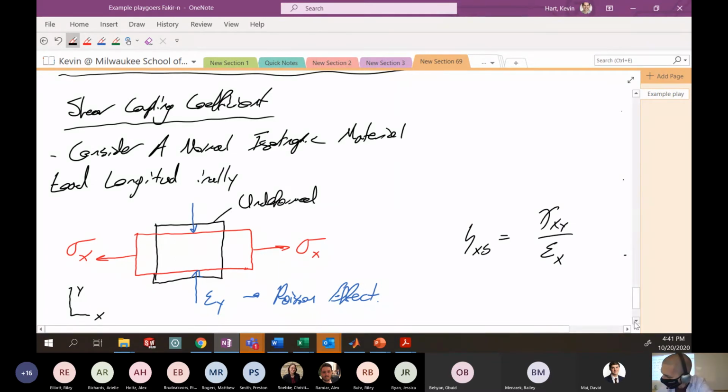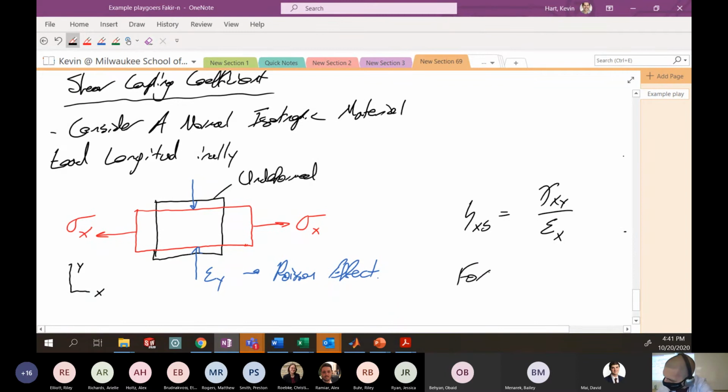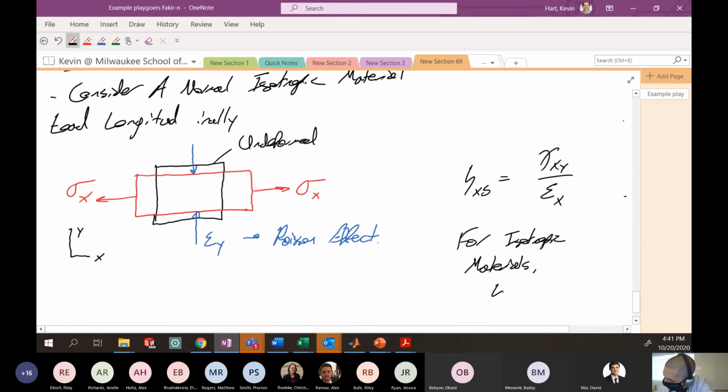So for isotropic materials, this is equal to 0. That's why you never heard of it before, okay? You don't see a shear coupling coefficient for isotropic materials. You only see it for composite materials.